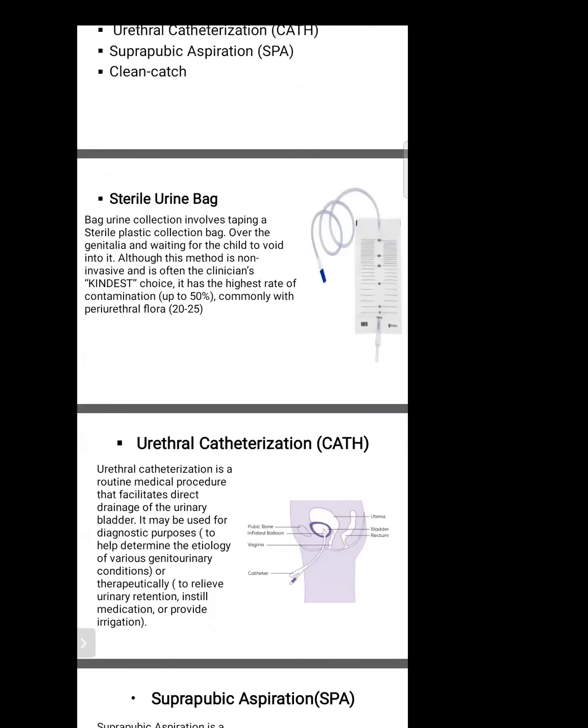Sterile urine bag. Bag urine collection involves wrapping a sterile plastic collection bag over the genitalia and waiting for the child to void into it. Also, this method is non-invasive and is often the clinician's choice. It has the highest rate of contamination, up to 50%, commonly with periurethral flora, 20 to 25.